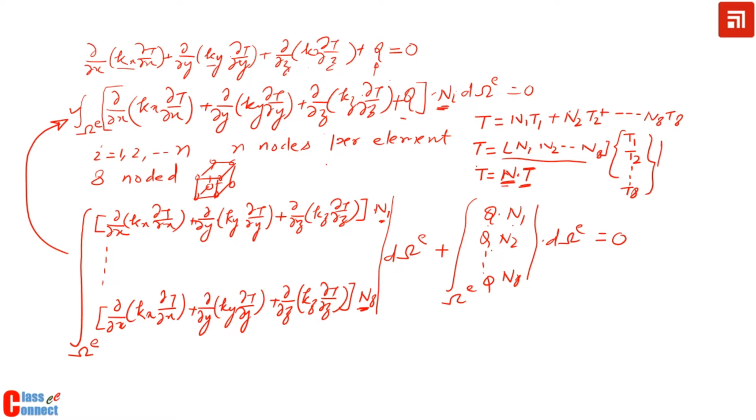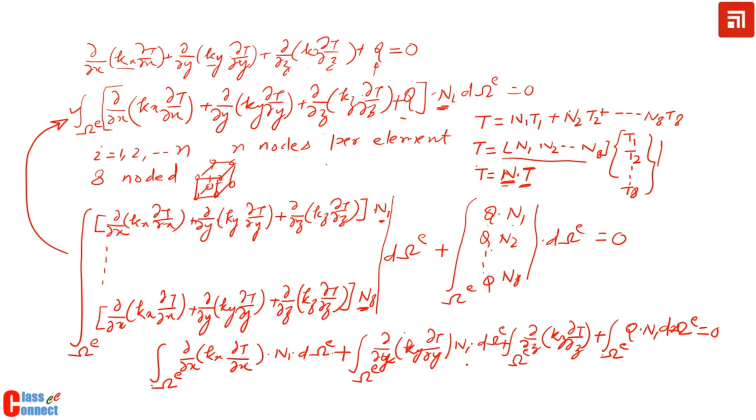So let me open this bracket and write my equation, that is the most general equation that we'll be using for further analysis. It is given by the elemental domain, that is del over del x, kx del T over del x, multiplied by Ni d omega. So this is the term that will be multiplied by all these terms. So we can write down the other components as well. So this is how I can write this complete equation.